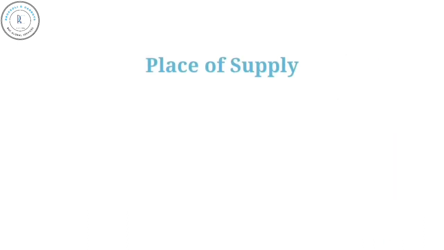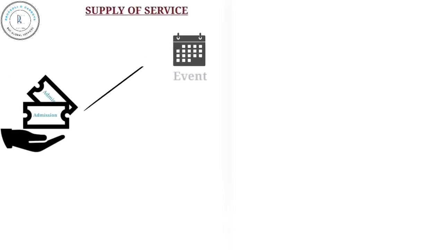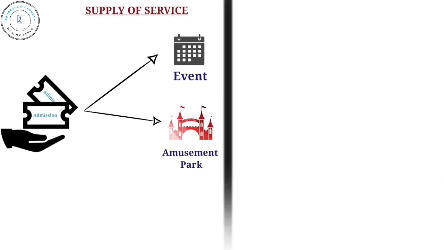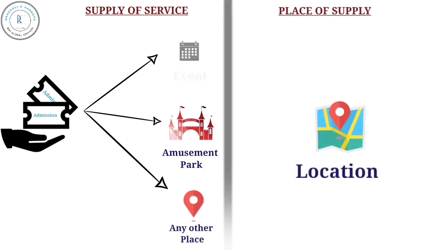Today, we shall be discussing the concept of place of supply for events. Supply of service: service of admission to an event, or amusement park, or any other place, and services ancillary to the above. Place of supply: the location where the event is held, or the park is located.